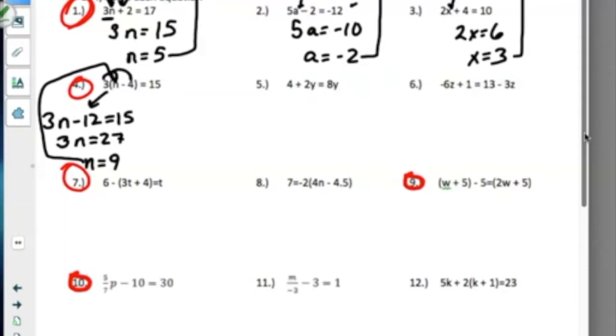Another way of looking at this problem, what if I divided by 3 first? If I divide by 3 first, now I know n minus 4 is equal to 5, because if I divide this by 3 and this by 3, I dump the 3, that's where my n minus 4 came from, and 15 divided by 3 is 5. At this point, I can add 4 to both sides, and n is 9. It's the same answer, a little less work, and I've justified where I've done my work. Okay, so you have a choice when you do that. It's up to you. Both are correct.